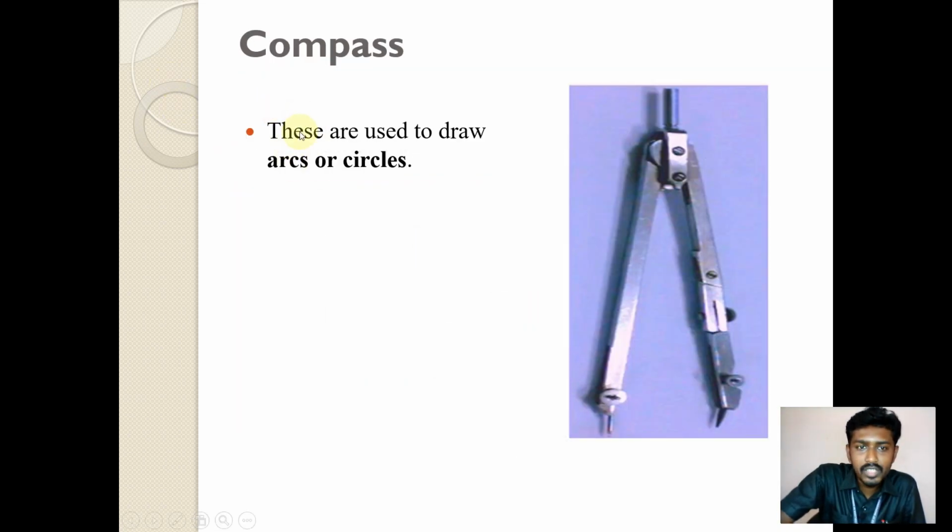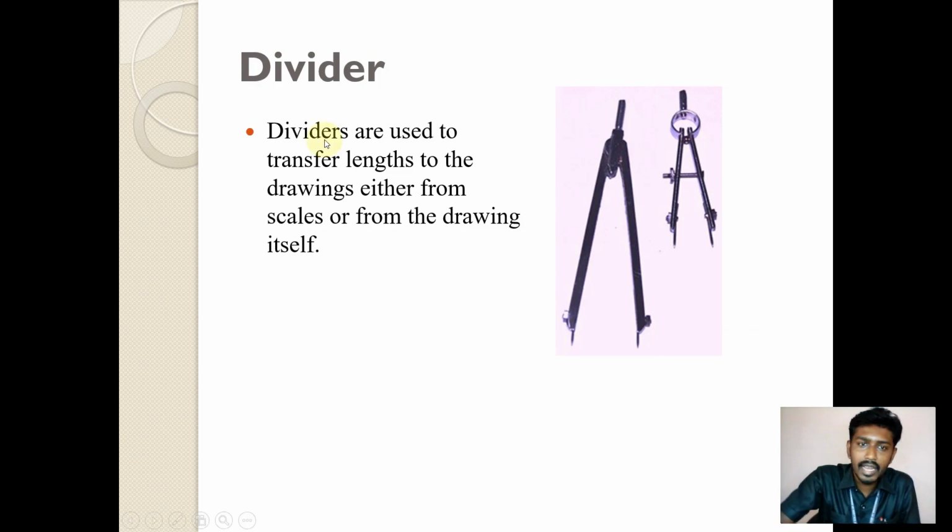Compass. The compass is used to draw an arc or circle. We know about the compass. One leg of the compass will have a needle point and the other leg will be to insert the pencil. Dividers are used to transfer length to the drawings, either from the scales or from the drawing itself.